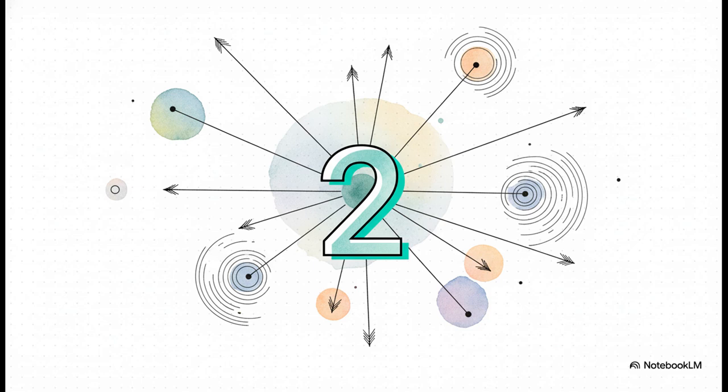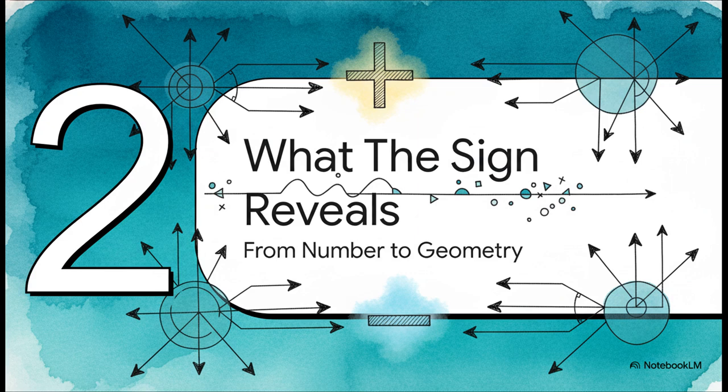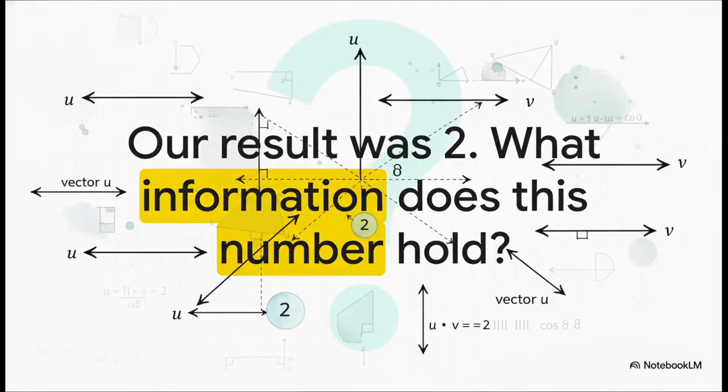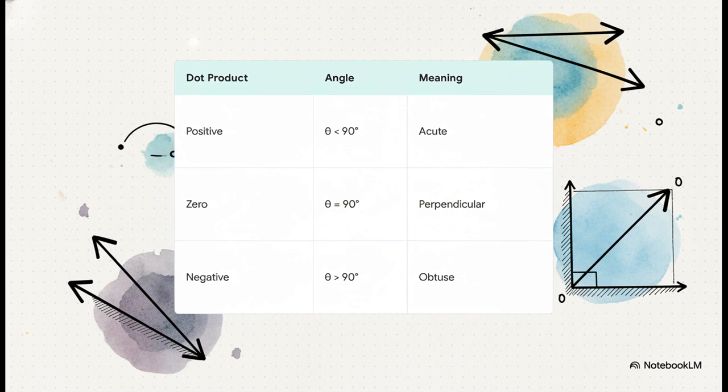Now notice the answer isn't a new vector in those pointy brackets. It's just a single number, a scalar. But what does this number, 2, actually mean? This is where the dot product goes from just being a calculation to something really insightful. The real secret, the real magic, is hidden in the sign of that answer. Okay, so our result was 2. Let's break down what that one little number is actually telling us about the relationship between our two vectors, u and v. This is how we translate that number into geometry.